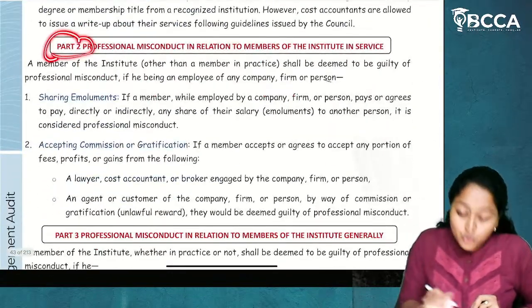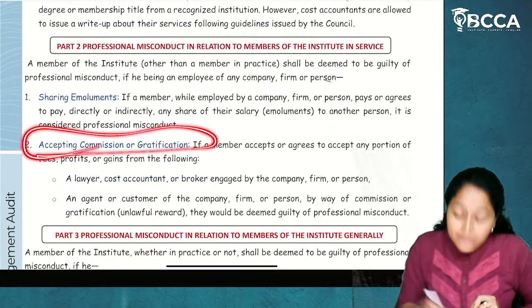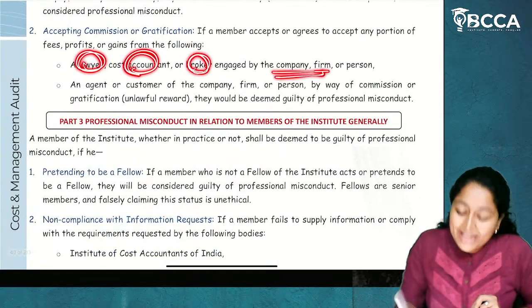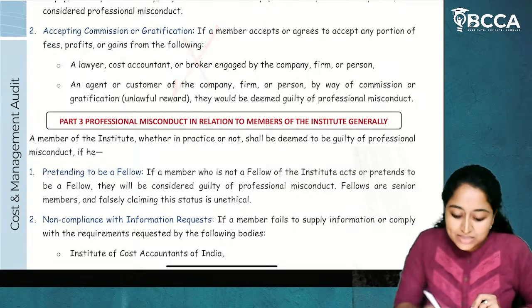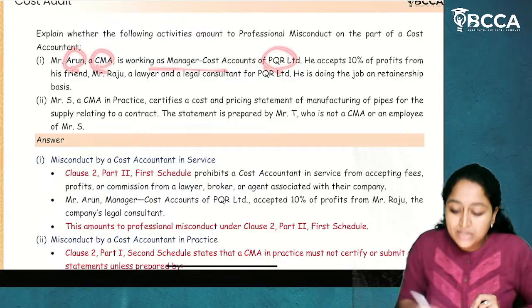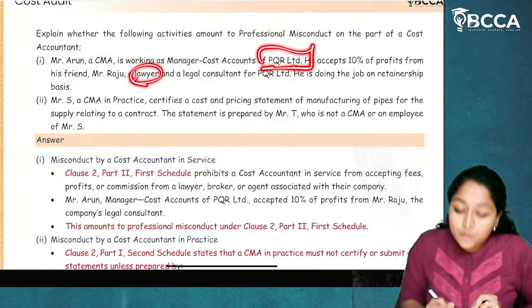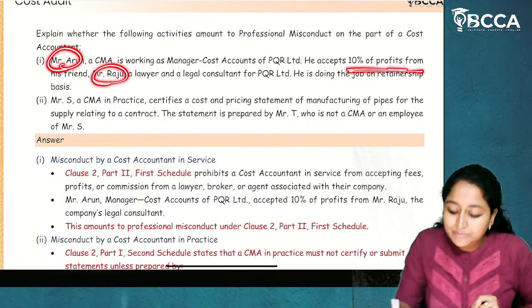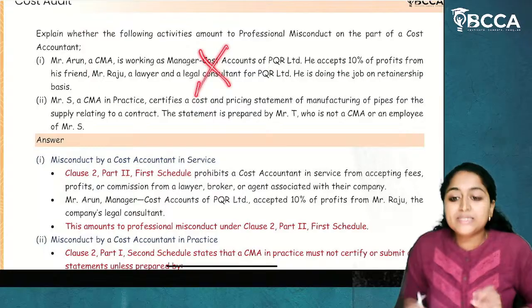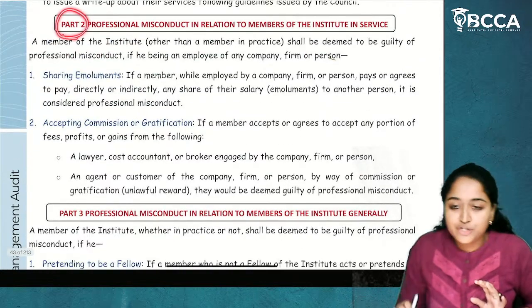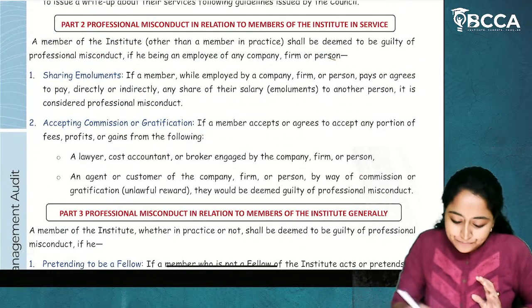See here, part 2 of the first schedule: accepting commission or gratification from a lawyer, cost accountant, or broker engaged by the company or firm is a professional misconduct. See what is given. Arun, CMA, working in PQR Limited, and in this PQR Limited, who is also a lawyer, is Mr. Raju. From Mr. Raju, Arun is accepting 10% of profits. Is it professional misconduct? Yes. Where is it given? In part 2 of the first schedule. So you have to write that.